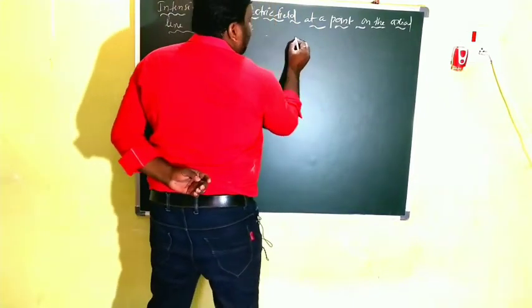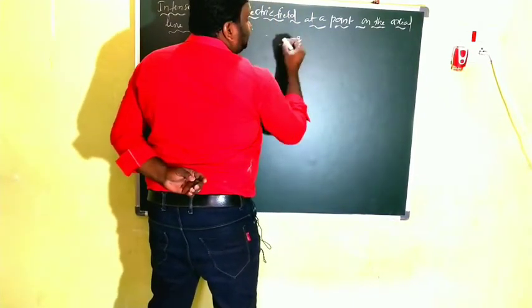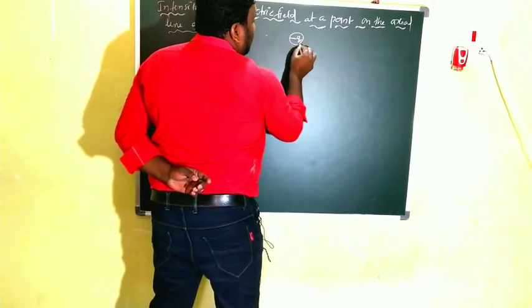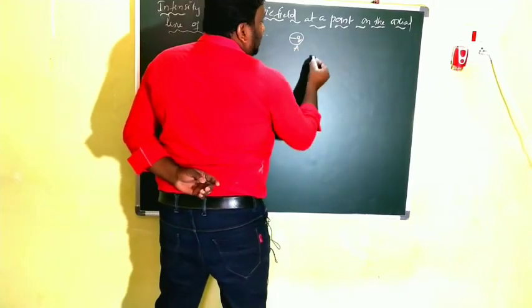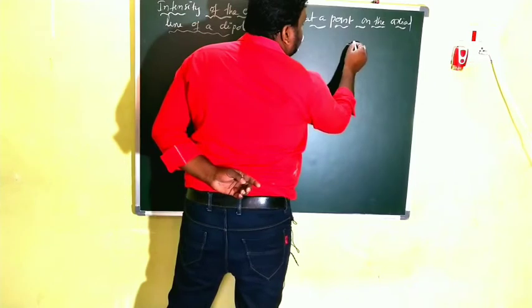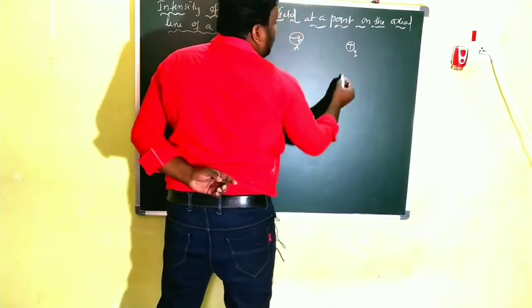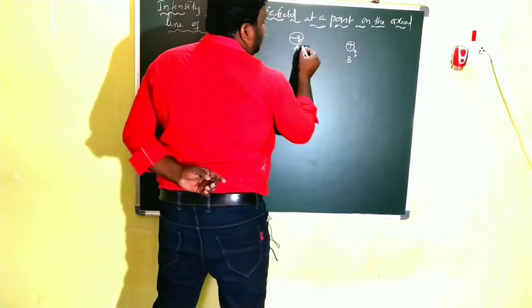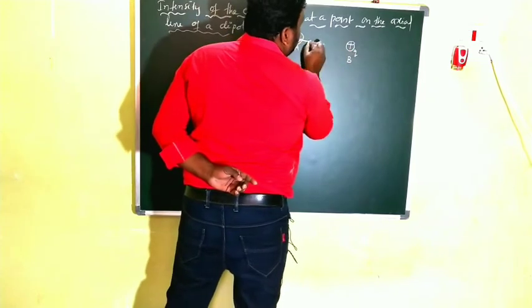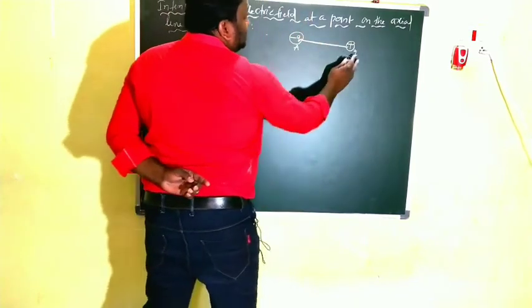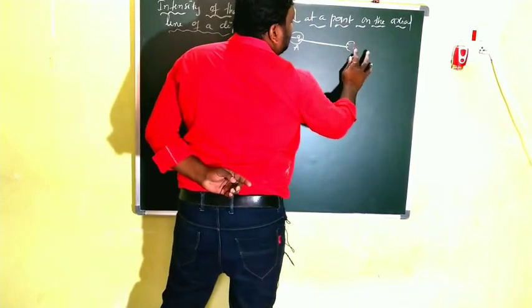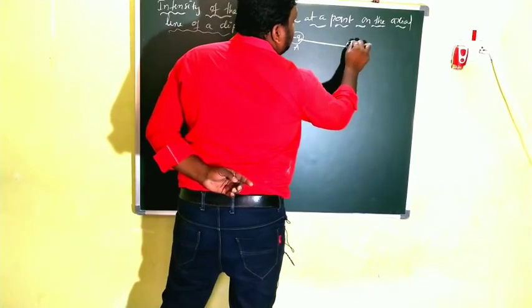So now here we are taking the dipole. This is the minus q at the point A. Clear? And this is the plus q. And its location I am taking B. So this is the plus q here.